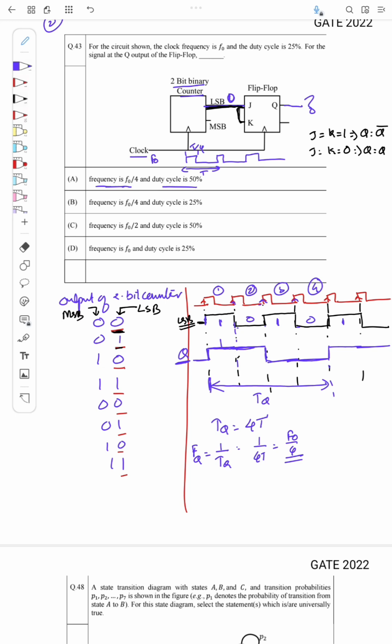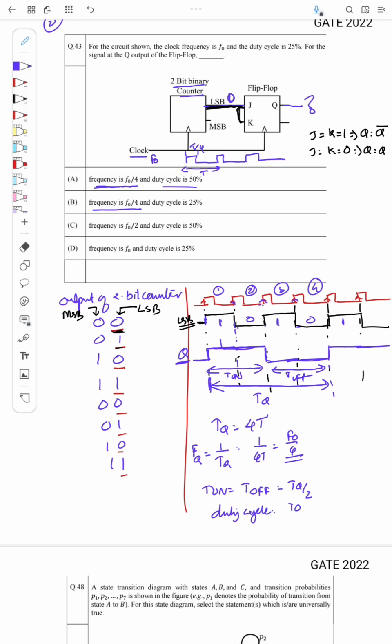So I can have the option with F0 by 4. Now the other thing is, what is the duty cycle of Q? If you see here, both the on time and off time of Q, so T on and T off, are the same, equal to TQ by 2. So what is the duty cycle?